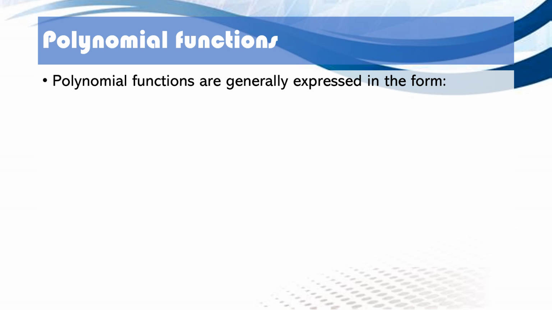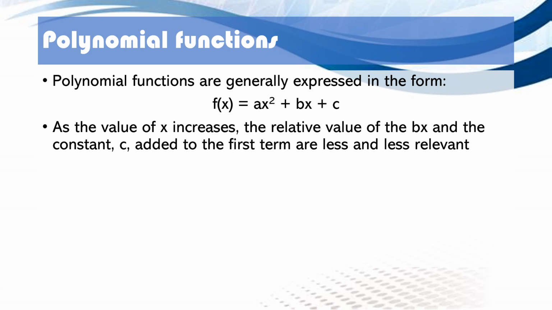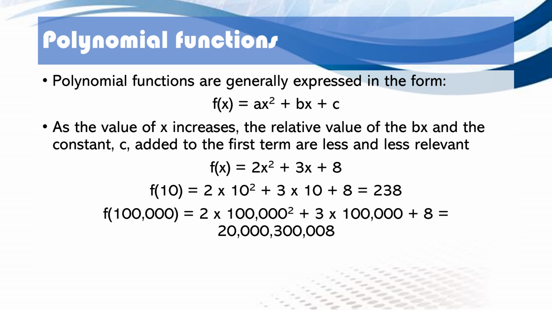Polynomial functions are generally expressed in the form f(x) = ax² + bx + c. As the value of x increases, the relative value of the bx and the constant c added to the first term are less and less relevant. We can see from this example that the dominant term here is x².